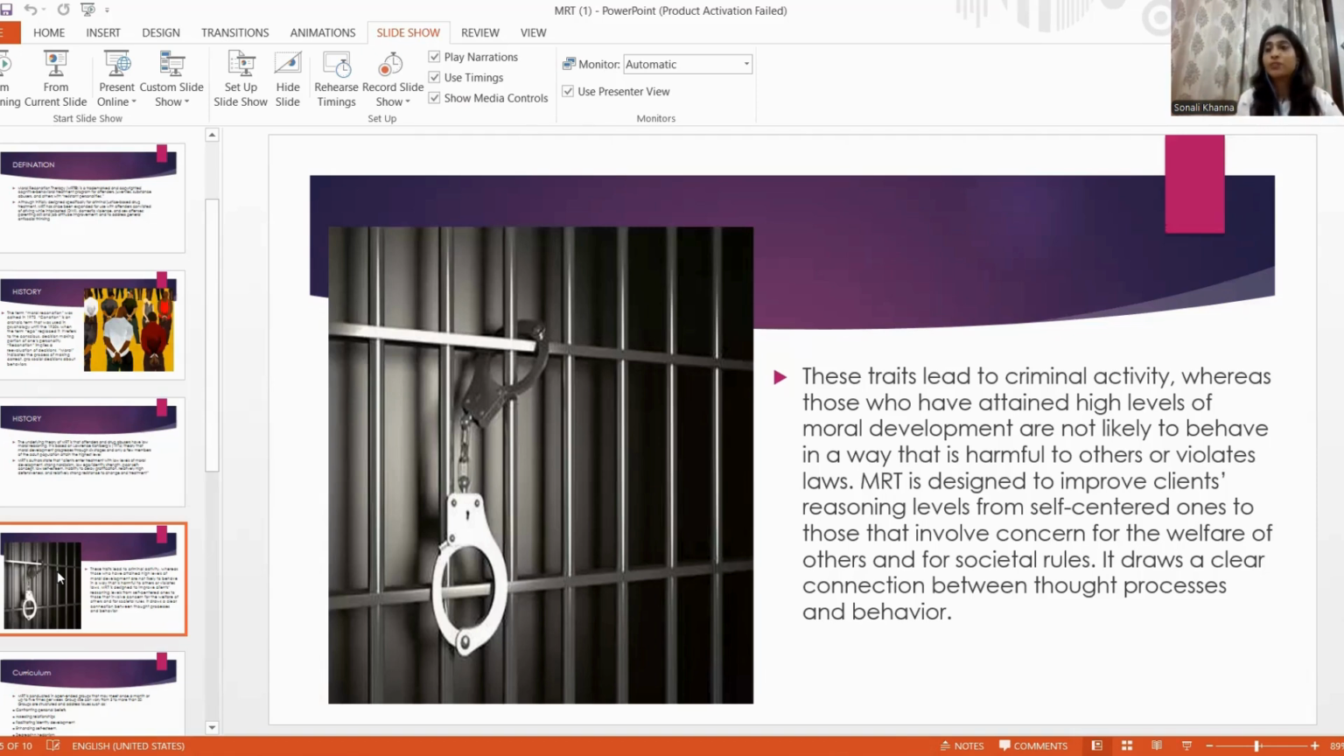So we have to teach them that you cannot think only about yourself when you are making a decision of right and wrong. It should be in consideration of society and other people as well. So here we teach them these things, we build a connection between their good thought process and behavior, and omit their negative thought process and behavior, of course.